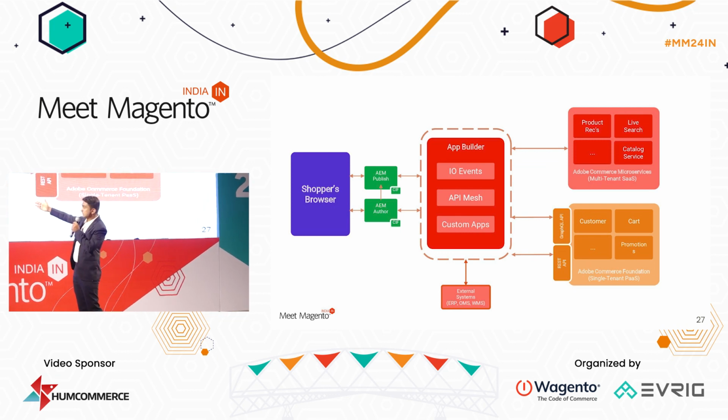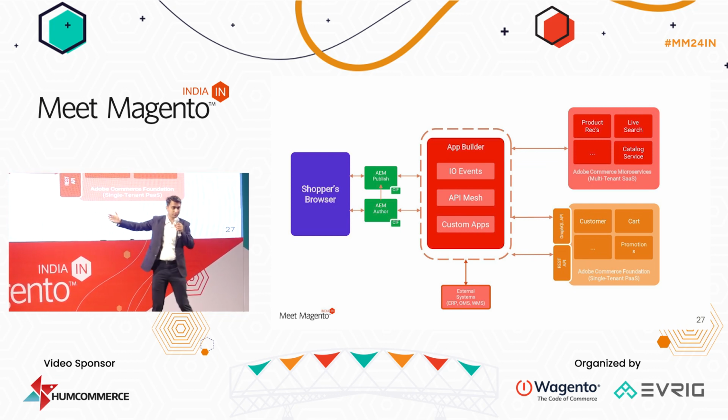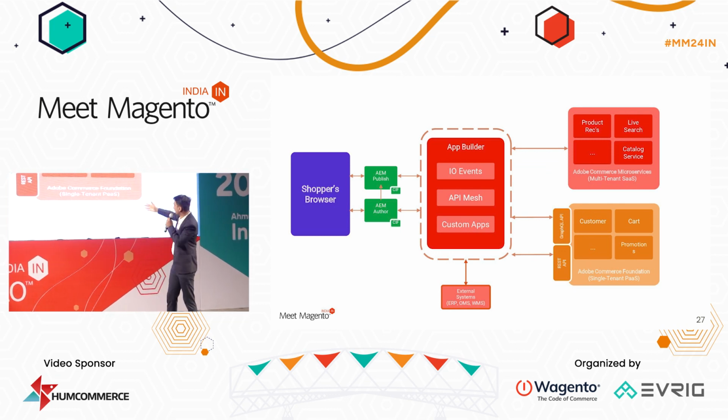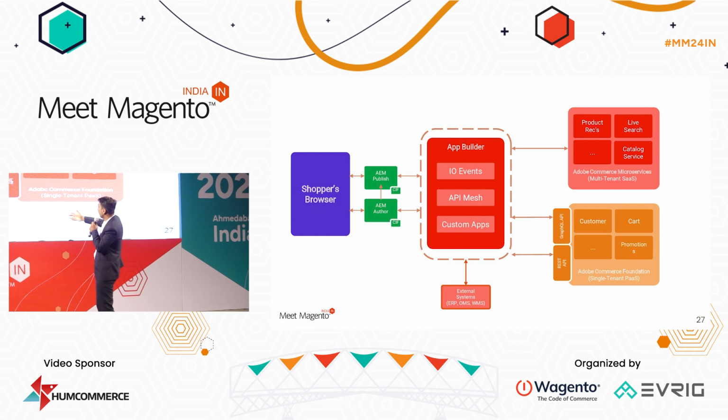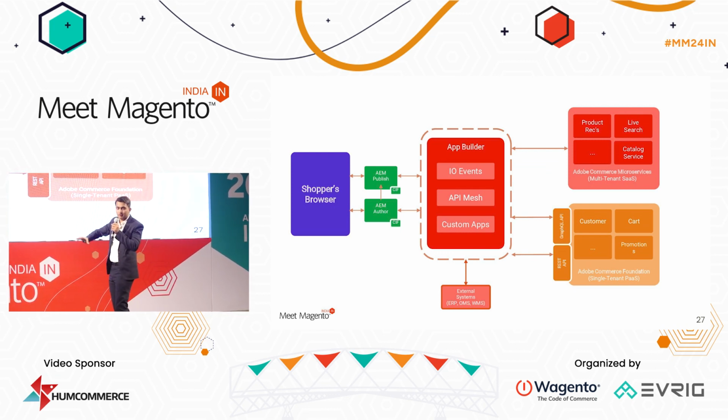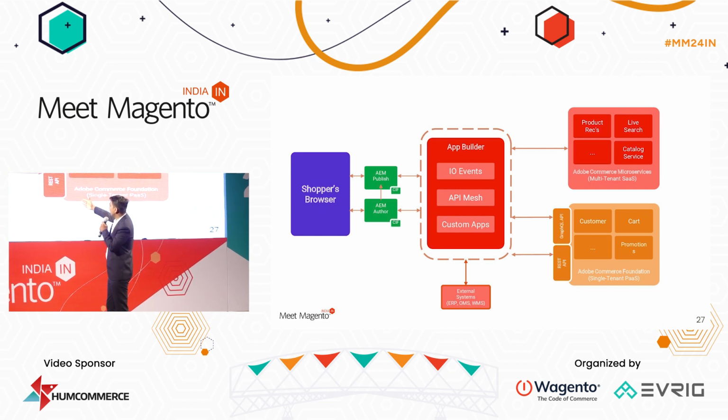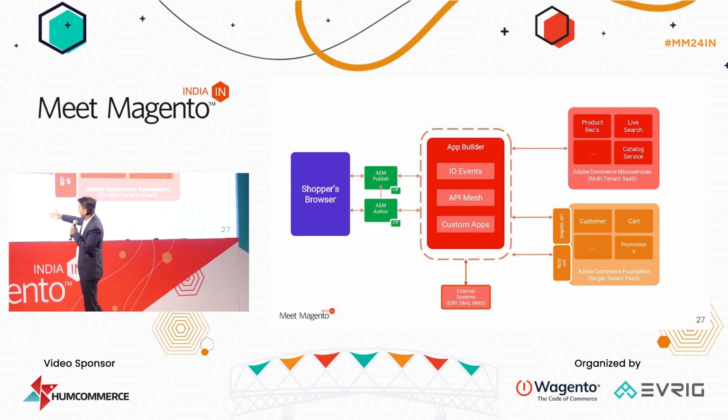So using CIF, the Commerce Integration Framework, it will communicate with the commerce framework, and it will get the data in real time, whatever is required. Okay, and the main part will be in App Builder. All the things will be handled there, like I/O Events, API Mesh. And there will be custom apps, like ERP and OMS.